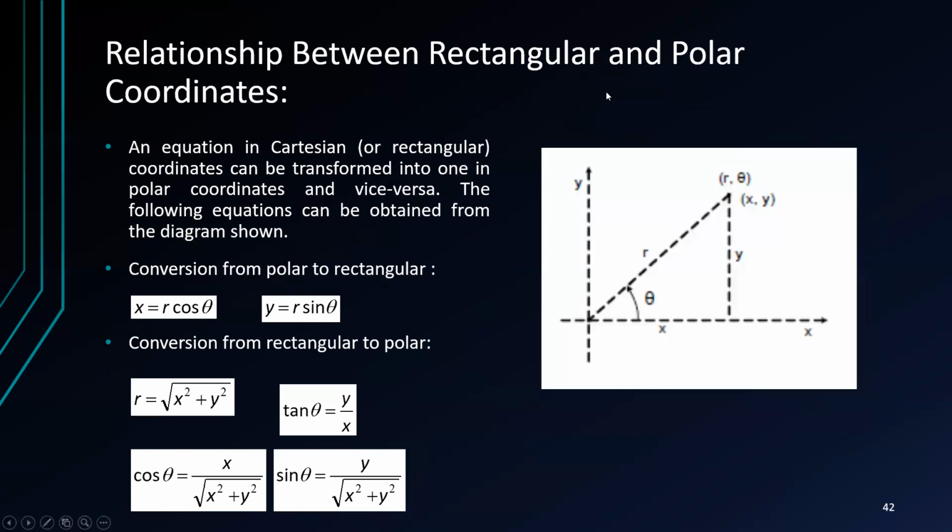So relationship between rectangular and polar coordinates. An equation in Cartesian or rectangular coordinates can be transformed into one in polar coordinates and vice versa. So the following equations can be obtained from the diagram below. So from polar to rectangular, x is equal to r cosine theta, y is equal to r sine theta.